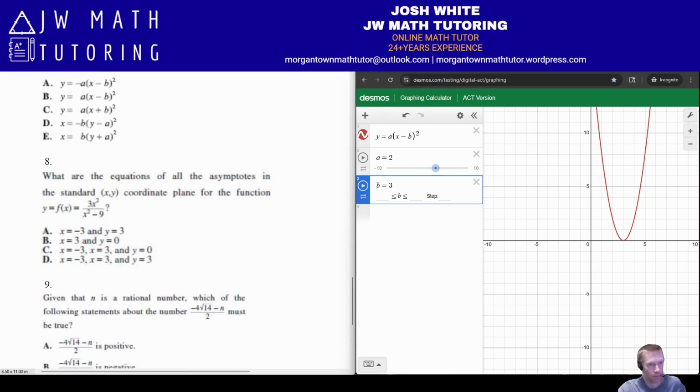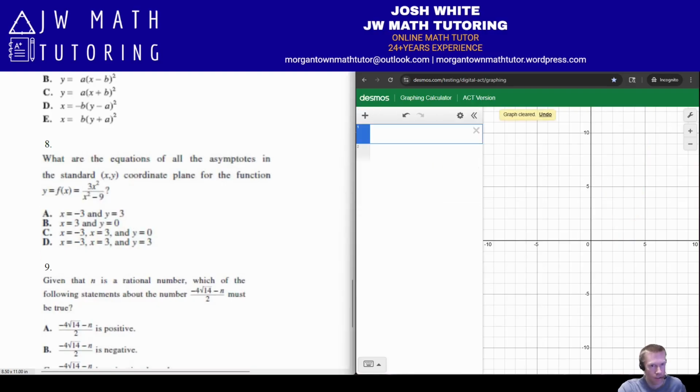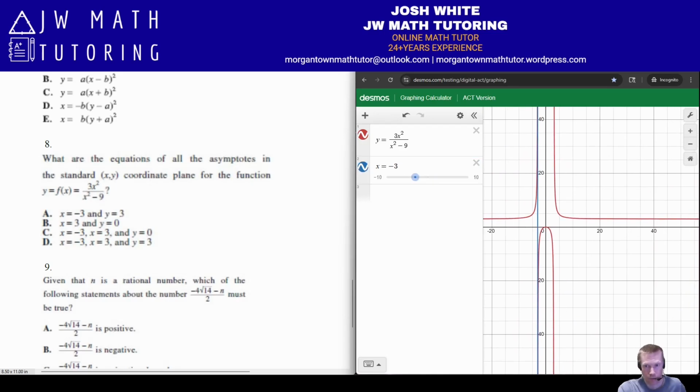All right, next up, number 8. Here we have a function, and it's asking what the asymptotes of this function are. So all we have to do is just graph this function, and then we can go through the answer choices, graph the asymptotes, or graph the lines, and see, do they look like asymptotes? So when we look here, the answer appears to be yes.